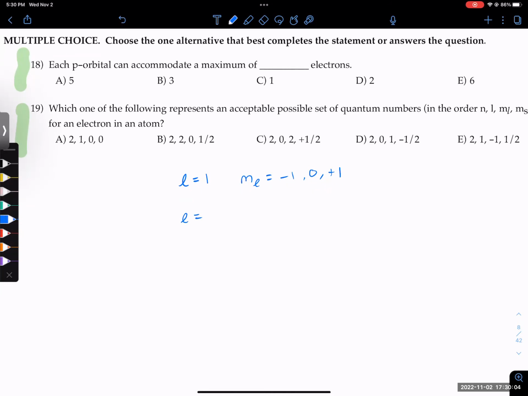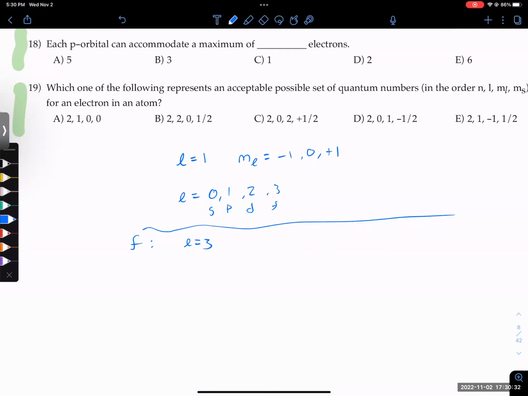Not quite, because remember, 0 is S, 1 is P, 2 is D, and then 3 is F. So we know for an F subshell, the L value must be 3. All right, let me just draw a line. So this is for F. What are the possible values for m sub L? Well, it can go from negative L to positive L, right? So -3, -2, -1, 0, 1, 2, 3.